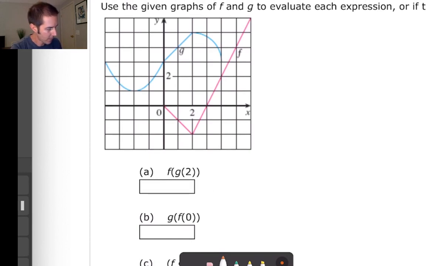The first thing I would ask myself is, what is g of 2? The 2 that you're seeing there is an input value, which is typically an x value. So I'm looking at my g function, which is the blue one, the upper of those two graphs, and I want to find the point on the blue graph that has an x coordinate of 2.